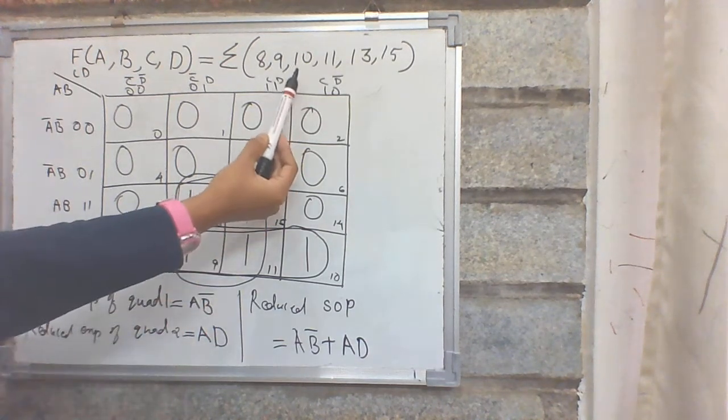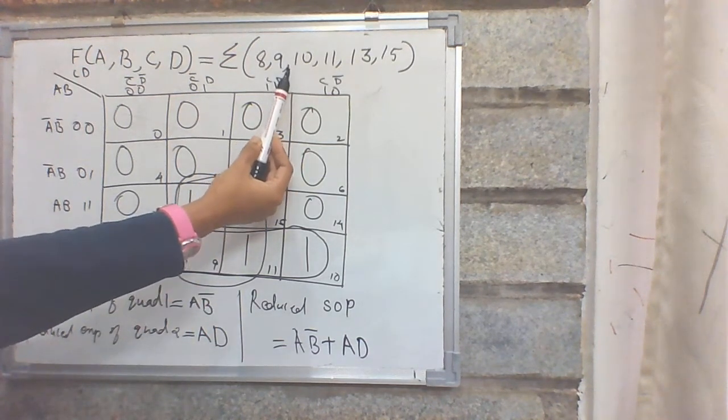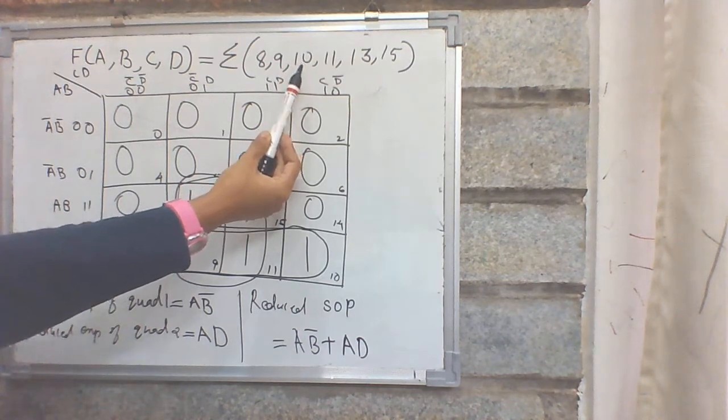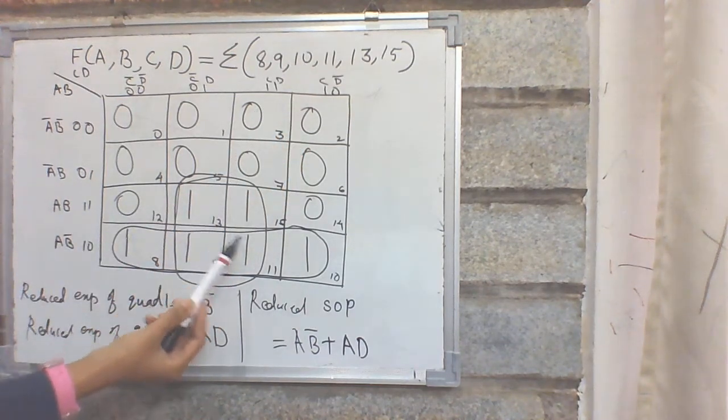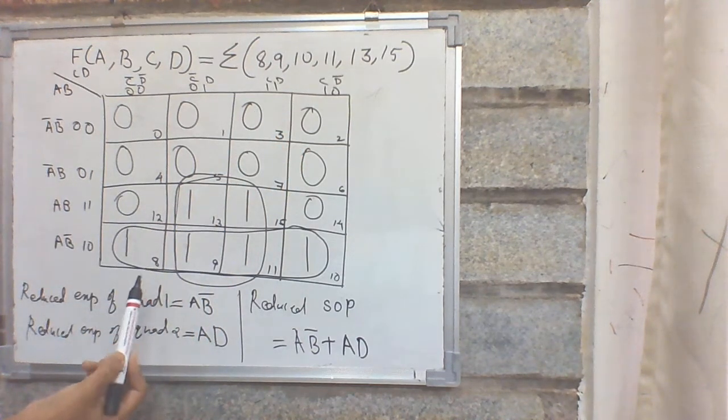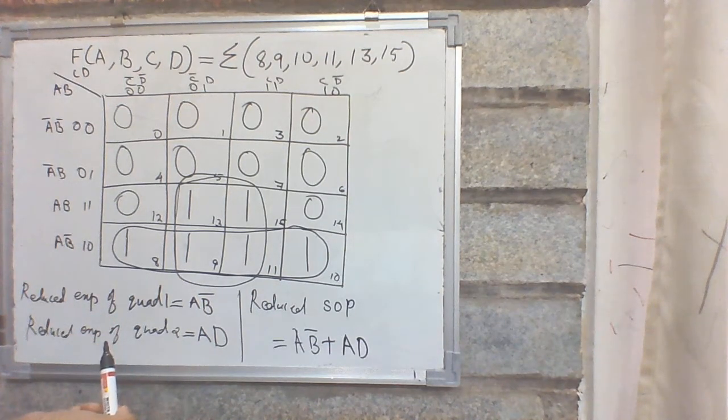Then check the question. In the question, what are all the numbers given? In those columns, we need to put 1. Then need to check, is there any octet? If there is any octet, first itself you have to mark that octet. Then need to check quad. If there is a quad, then mark the quad.